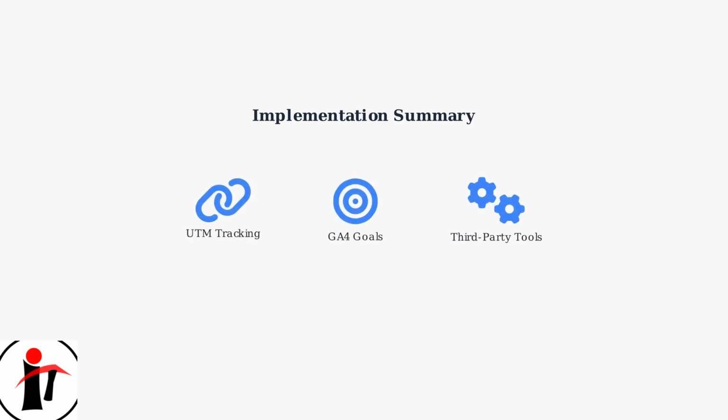By implementing these three methods, UTM tracking, GA4 goals, and third-party tools, you can effectively connect Google Analytics to your Substack newsletter and gain valuable insights into your audience and content performance.